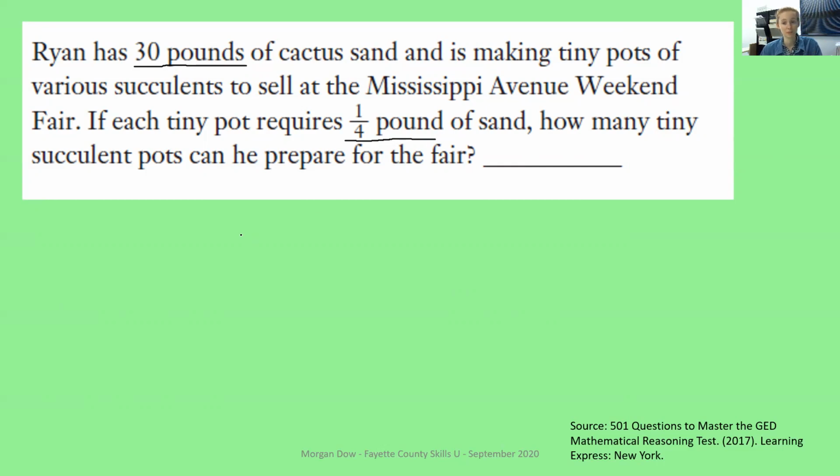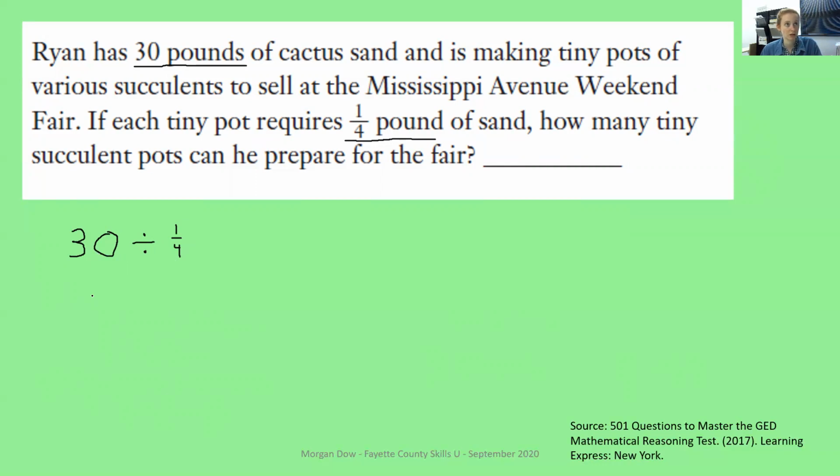What do we need to do here? We need to divide. Anytime you're taking a total amount and breaking it up into little parts, you're dividing. So we're taking 30 total pounds of sand divided by a 1/4 pound per pot. That's going to tell us the number of pots of succulents that we can make. So 30 divided by 1/4. This is a fraction division problem. We're dividing by a fraction.